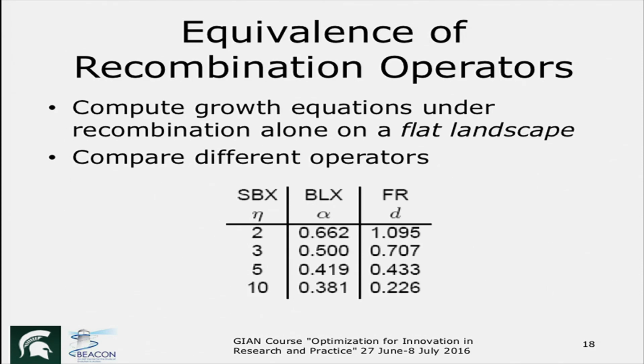Okay, we then did an equivalence of different operators. So here is SBX, BLX. I haven't talked about FR, but that's another way of doing it. If you choose eta equal to 2, that's as good as choosing alpha equal to 0.662, not 0.5. And D values for FR is 1.0. So based on some theory, we came up with some of these equivalences. So if you don't like SBX, you can use BLX, but then use 0.662 if you were to use SBX equal to 2. And you can also map it this way. 0.5 means going up to 3.